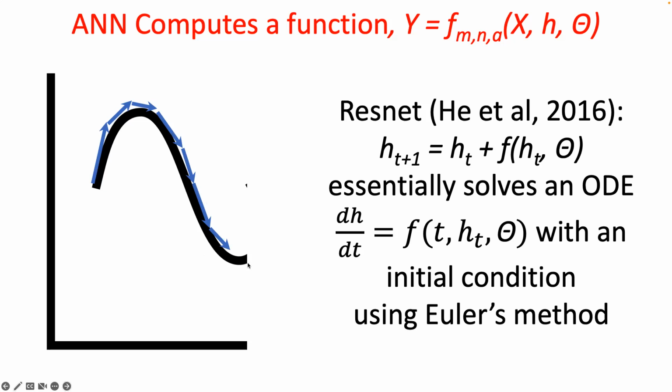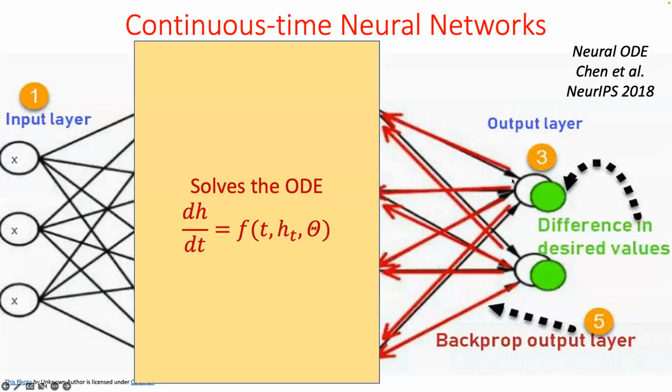So in the ResNet context, what if we add infinite hidden layers to make these arrows microscopically small? Each of these arrows corresponds to a hidden layer, because remember, ht plus 1 is equal to ht plus this function, which is the derivative. So what if we add infinite such arrows? Then it becomes continuous, right? So it's as good as solving the continuous differential equation. That is the whole idea of continuous time neural networks.